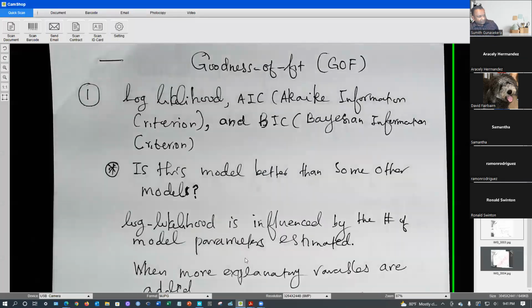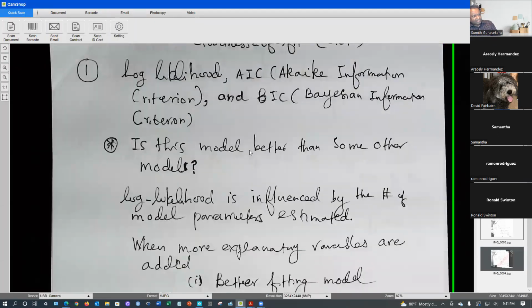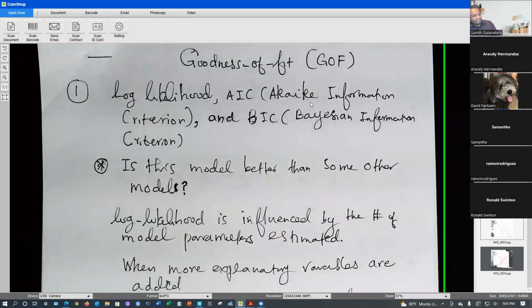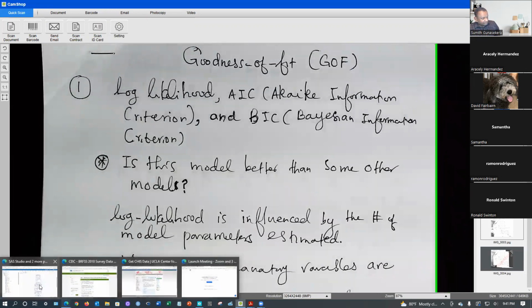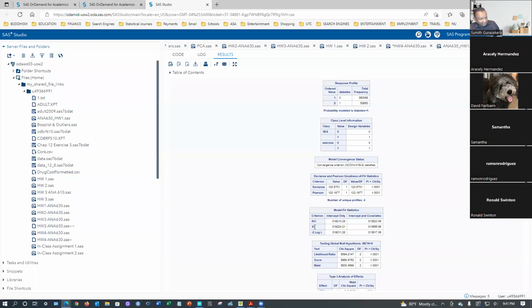Okay, so look at the first one, log likelihood. AIC means Akaike information criterion, and the Bayesian information criterion. Bayesian has another name, Schwarz. On the web you're going to see Schwarz SC. That's the same thing. This is BIC, Bayesian information criterion, or Schwarz criterion. Either way. This is Akaike information criterion. This is -2 log L.